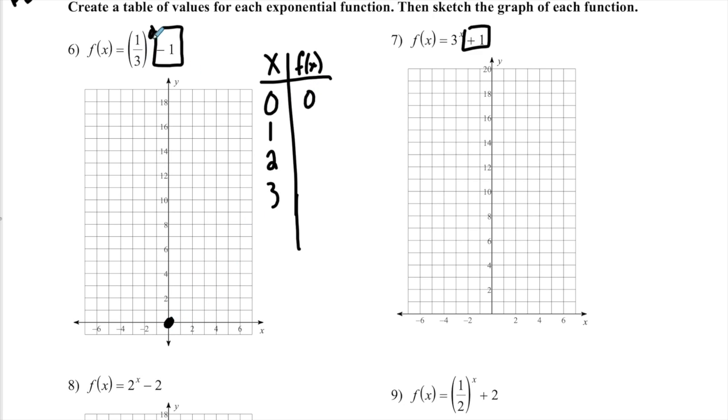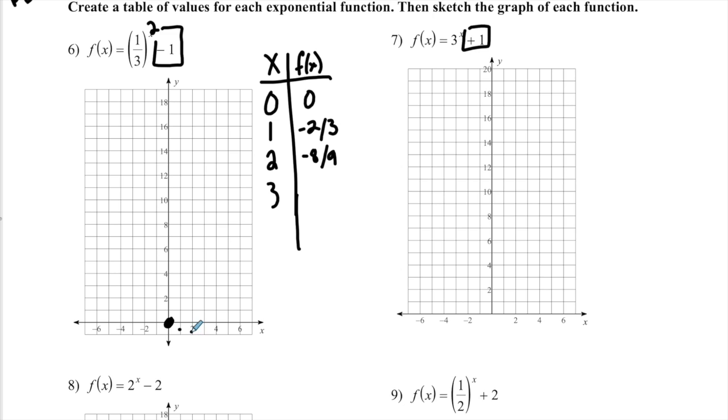Okay, then a third to the 1, exponents first, a third to the 1 is a third, because anything to the power of 1 is itself. 1/3 minus 1 is negative 2/3. Okay, 2. So if I was to do 2, right? A third squared is a ninth. 1/9 minus 1 is negative 8/9. It's like 1/9 minus 9/9.